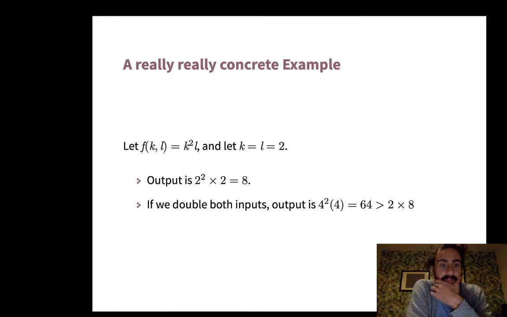How about a different example that's even more concrete? Let's say f of k and l is just k squared times l, and I'll let both of them be 2. So my output is 2 squared times 2, which is 4 times 2, which is 8. And then if I double both my inputs, now I have k is equal to l is equal to 4. And then 4 squared is 16 times 4 is 64, which is greater than twice the original output, right? 64 is greater than 2 times 8. So I doubled my inputs, and I got more than double my outputs, right? I multiplied my outputs by 8, but I multiplied my inputs by 2. So that's increasing returns to scale.